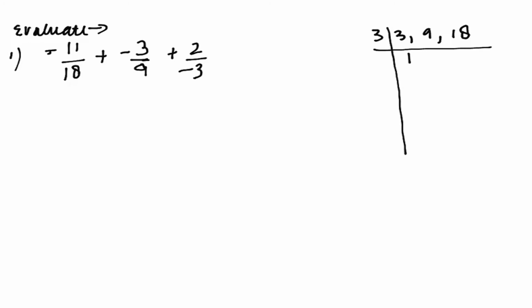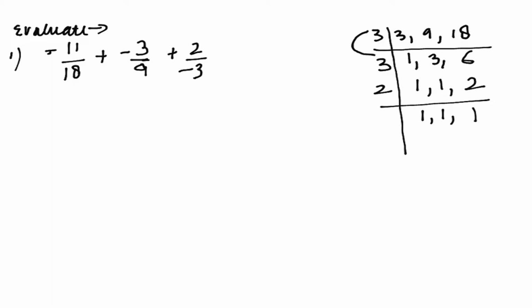So here we can write 3. It will give us 1, 3 and 6. Again we can write over 3, 1, 1 and it will give us 2. So 2. So we will continue until we have 1 at all places. So here 3 times 3 is 9, 9 times 2 is 18. So it means the LCM is 18.